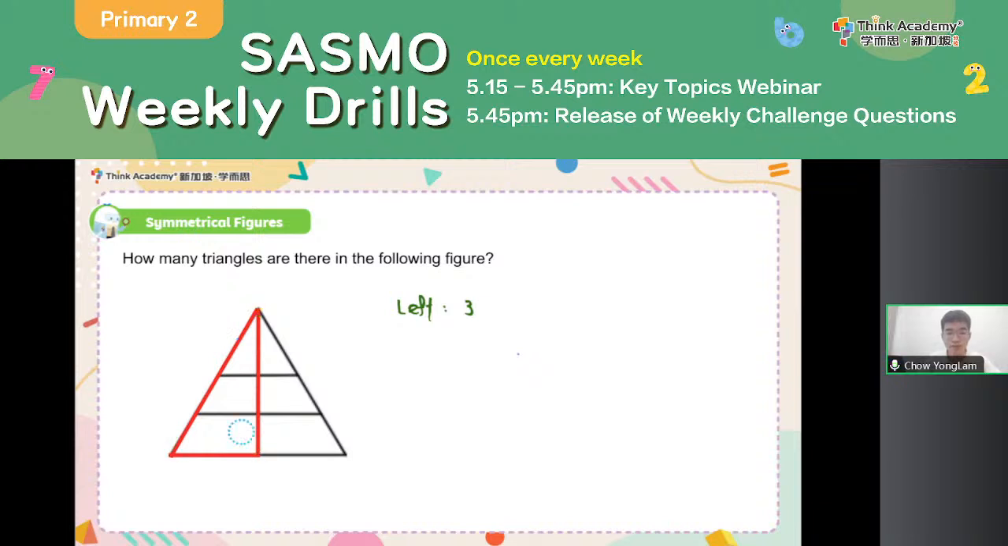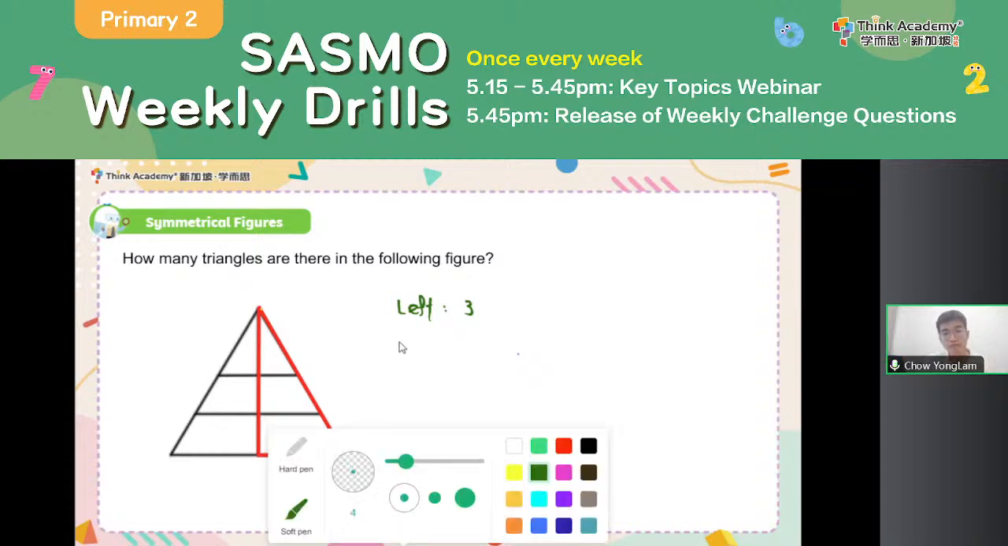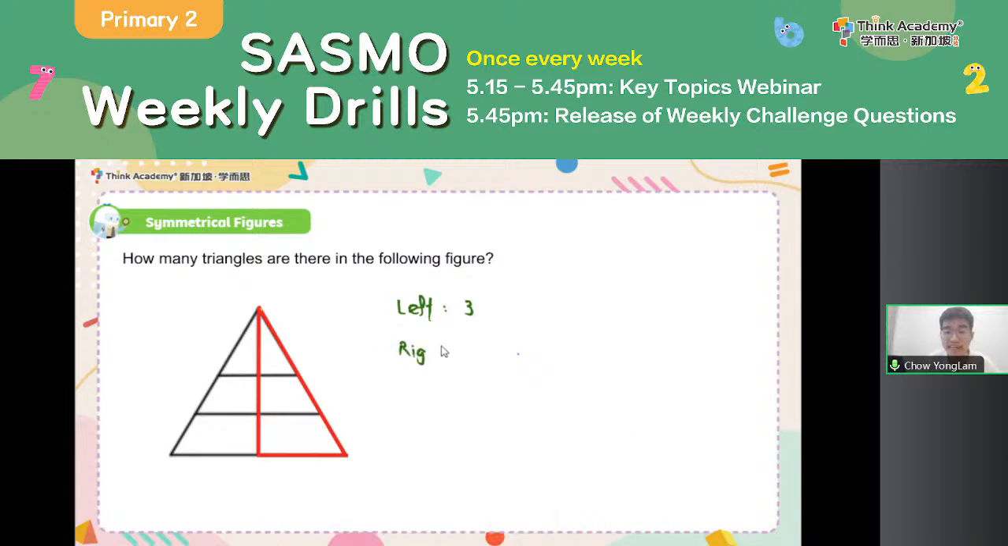Now, what about the right? The right is exactly the same as the left. So I don't really need to calculate it again. If it's exactly the same, symmetrical on the left and on the right, then the number of triangles is the same, 3. But do I only have 6 triangles?